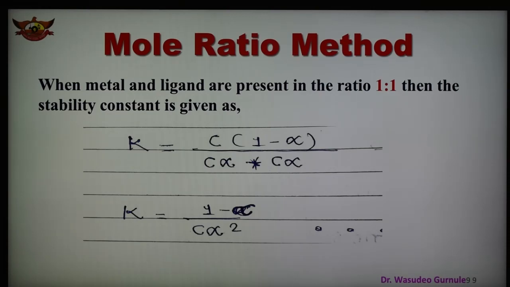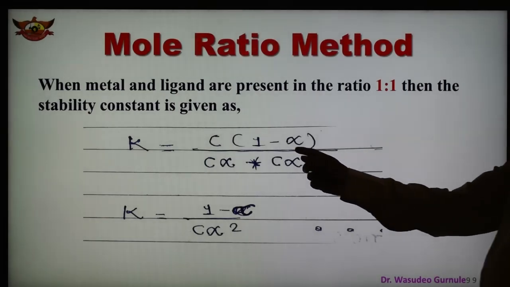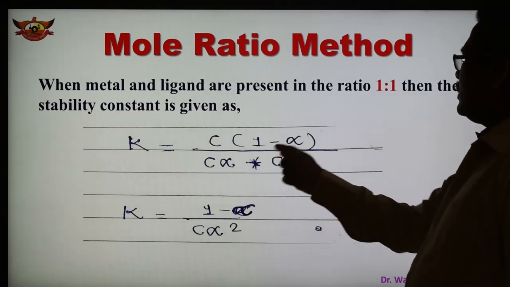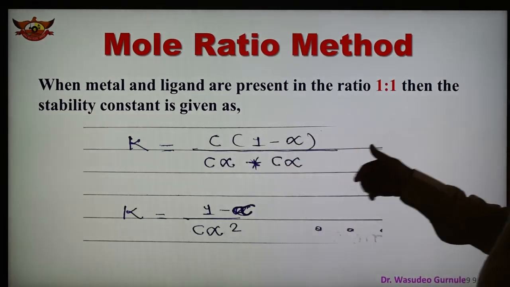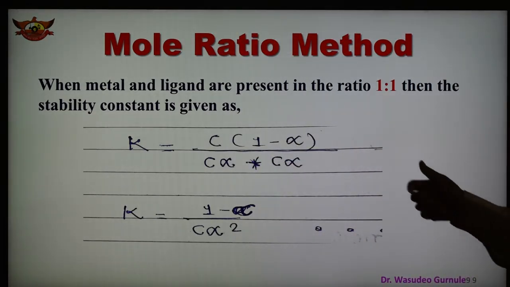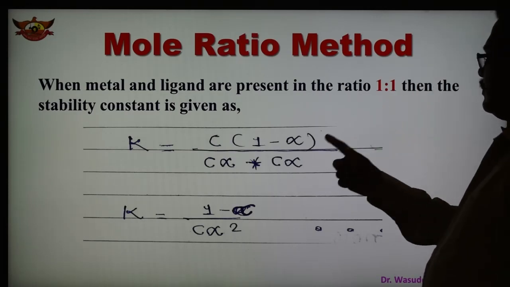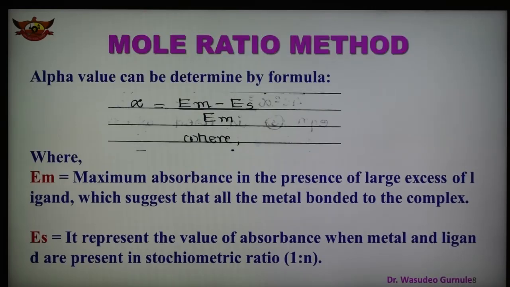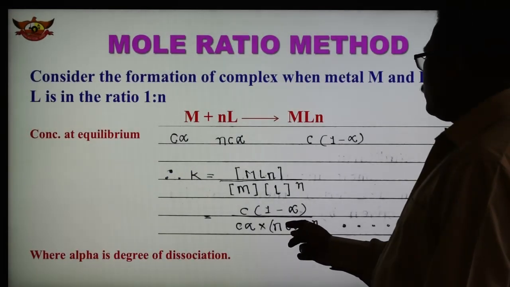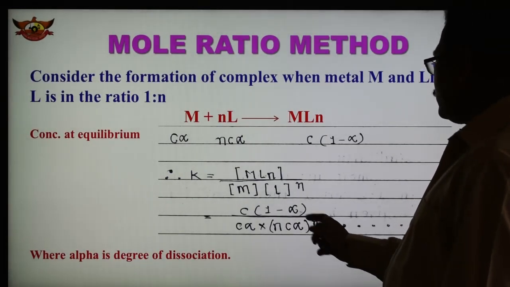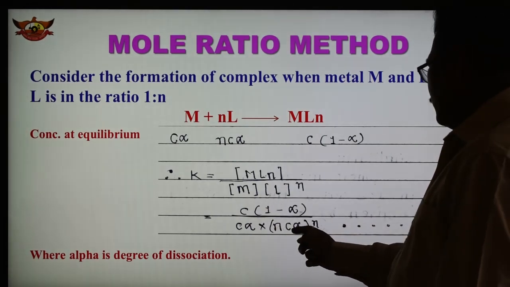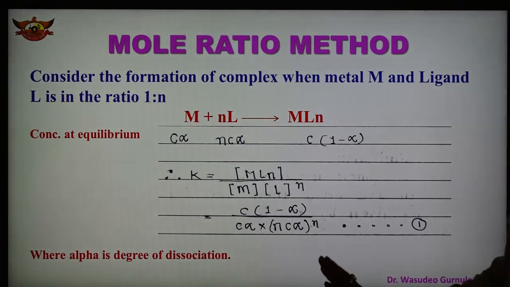Then the stability constant is calculated by using this equation. So what is K? K equals, as we know from equation number 1, C into 1 minus alpha upon C alpha to the power n, C alpha to the power n. But now here n is 1. So as we have seen in equation 1, what is C into 1 minus alpha upon C alpha? Here n is 1, so C alpha to the power 1, C alpha is here.